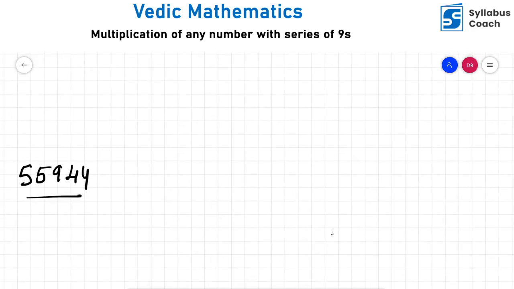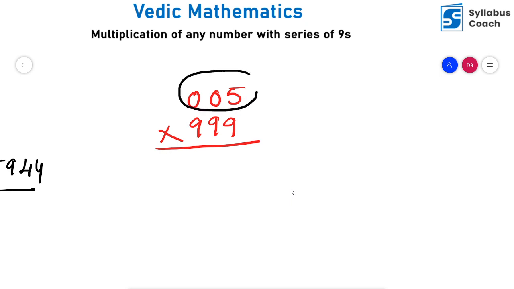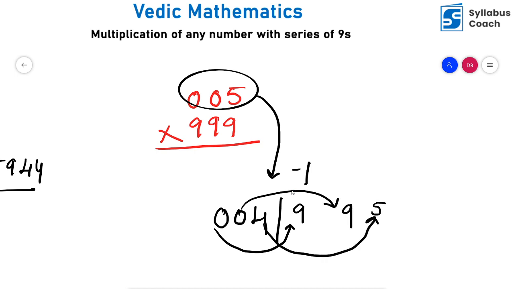So let me take one last example and we'll stop the video. The next question is 5 into 999. What is it? 5 into 999. So what are you supposed to do now? You're supposed to add 2 zeros to make sure that the length of the number is equal to the length of the 9s. And now take this number and reduce it by 1. So what happens? It becomes 004. And now 9 minus 0 is 9 and 9 minus 0 is 9 again and 9 minus 4 is 5. So the answer for this question is 4995.